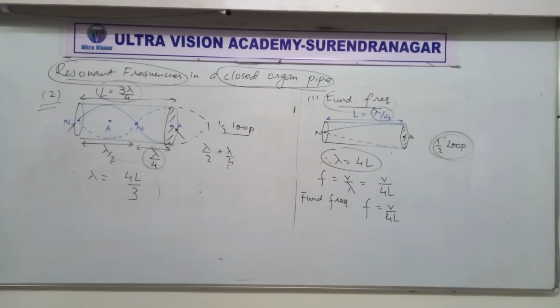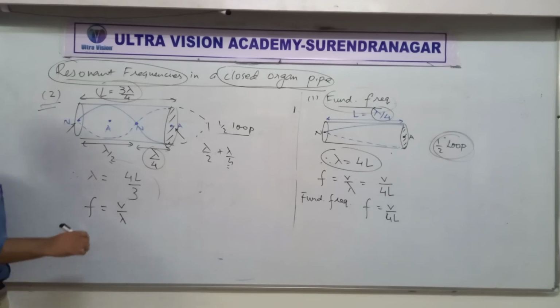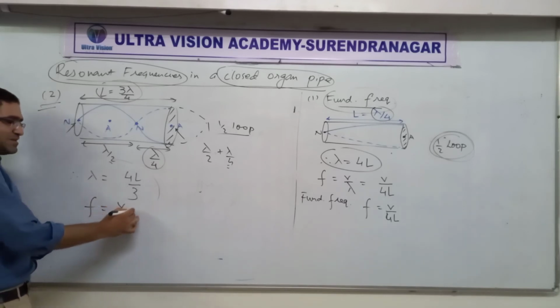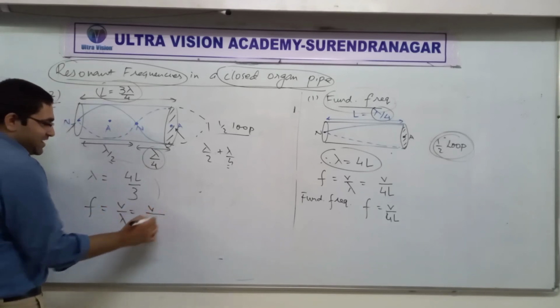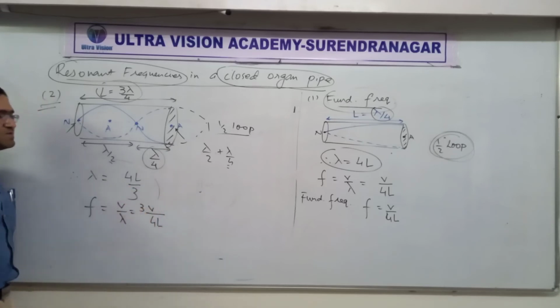What will be F? Come on everyone. So many of you have done it. Very good. V by lambda, isn't it? Okay, so V by lambda means V divided by 4L, and 3 will come in numerator. So 3V by 4. Right? 3V by 4L. Like many of you have got.